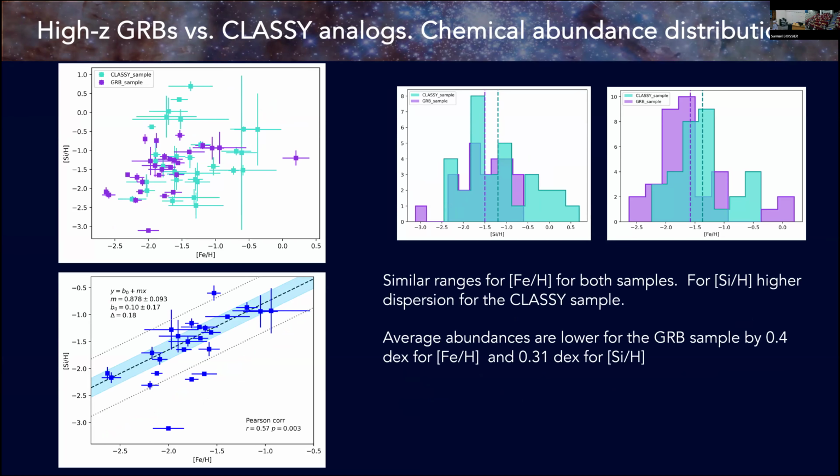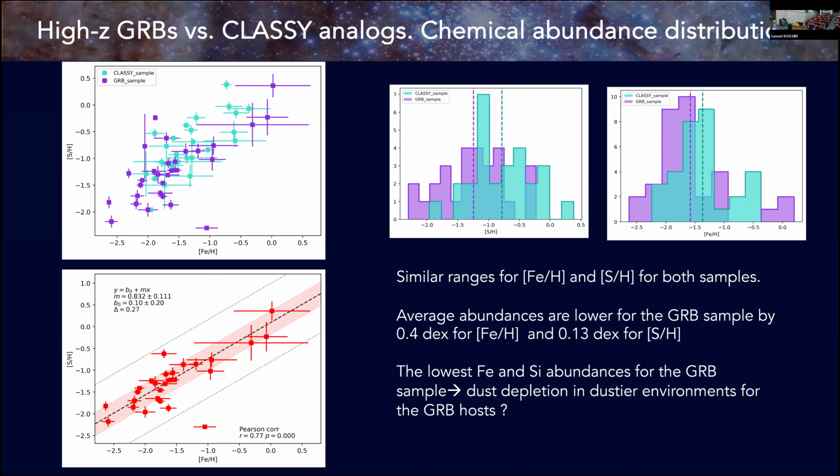The same exercise for silicon. And the fact that we have lower metallicities for the GRB sample could be due to the fact that for higher redshift galaxies, we probably have dustier environments, so we could have dust depletion. This is under investigation currently. So we are just trying to apply an analysis of dust depletion. That's the next step.